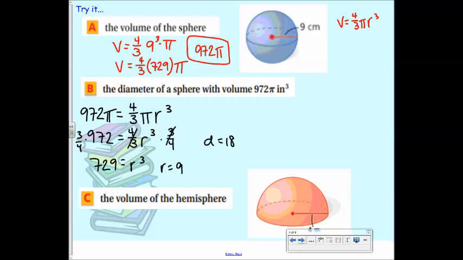Okay? So when you're taking the cubed root or the third root, that's how you do it on your calculator. You will need to do that to find the radius in any of these. Because again, square roots cancel out of 2, cubed roots will cancel out of 3.